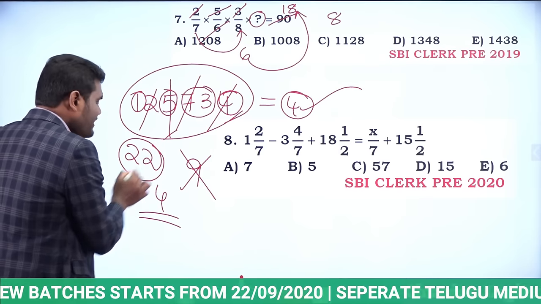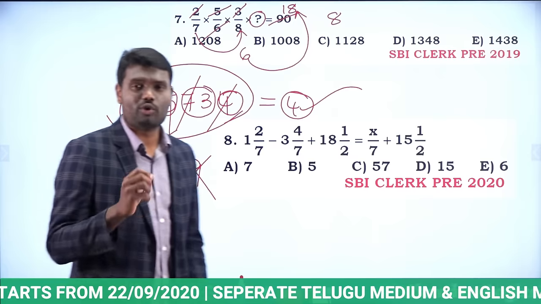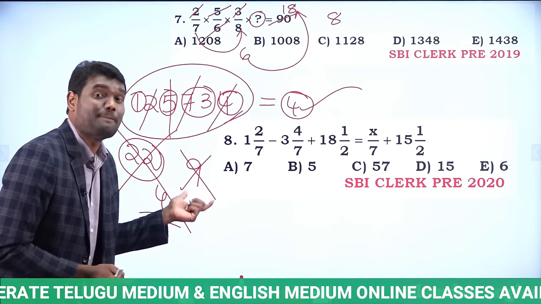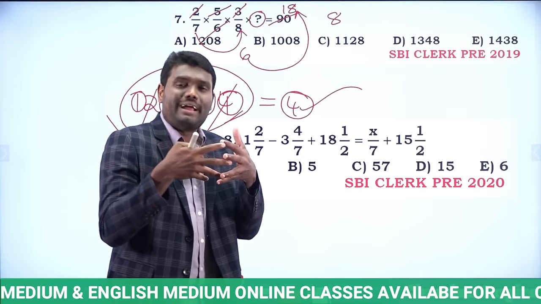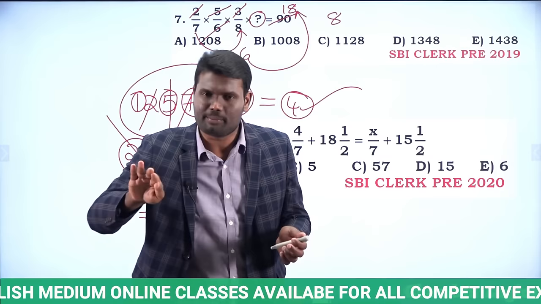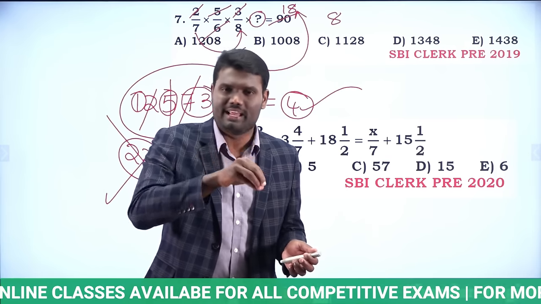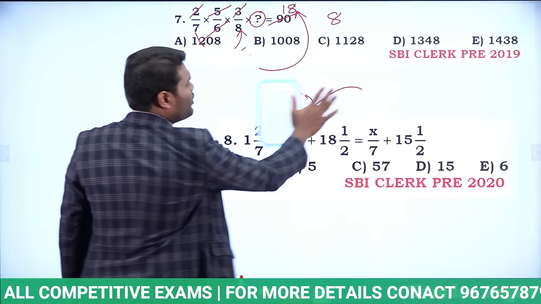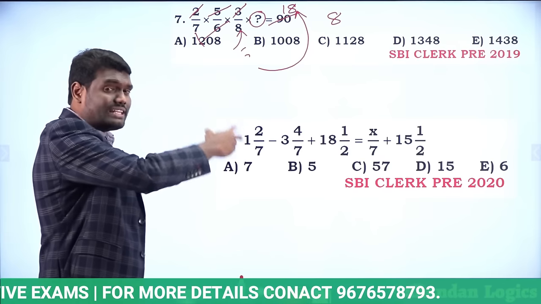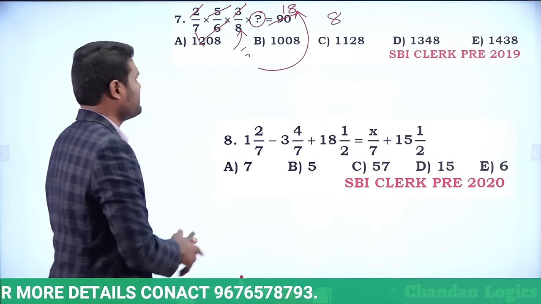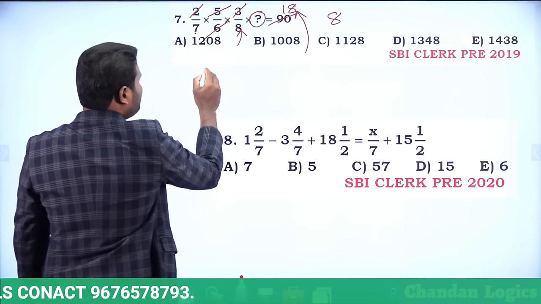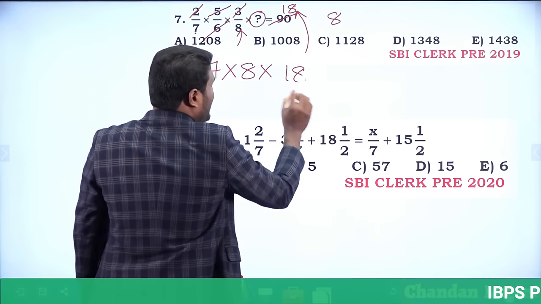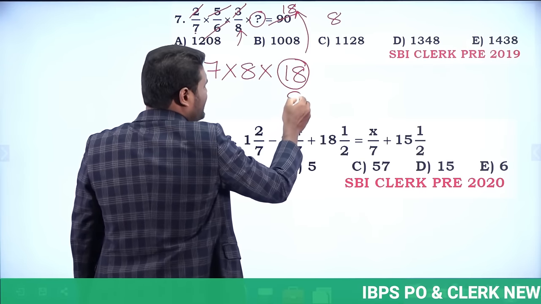So while you're doing it, you don't always need to do the whole calculation. Simply, while you're doing the digital sum, you just concentrate on sums of 9. If any of the numbers combine together to make 9, you can simply neglect them and calculate the digital sum for the remaining numbers. Now this is a concept we'll come across in one more video. As of now, just observe how the digital sum application will be useful here. Now if I multiply 7 into 8 into 18, if you observe here, 1 plus 8 is nothing but 9.